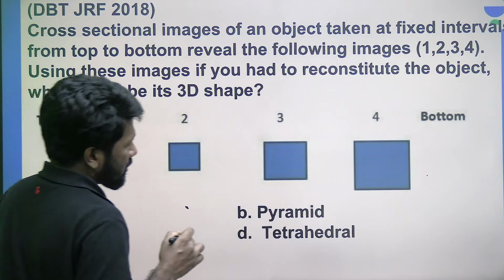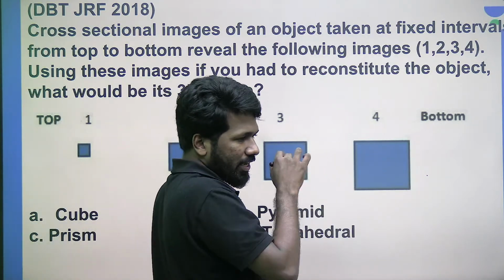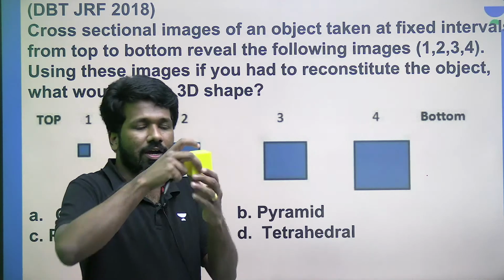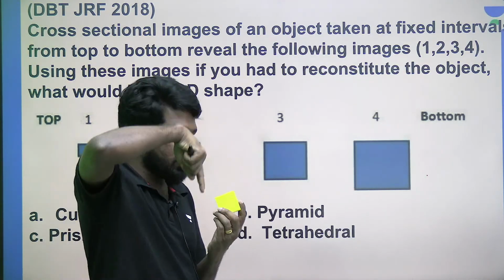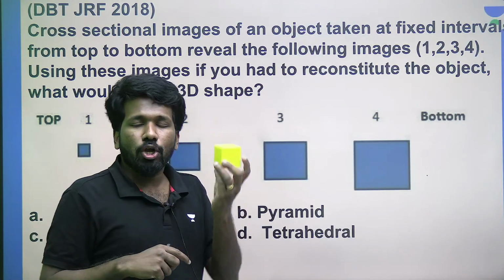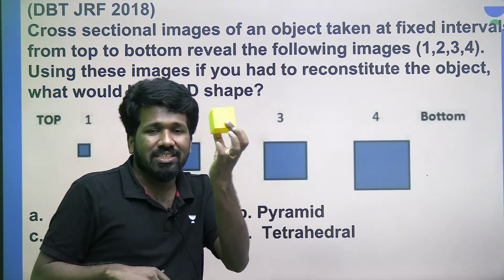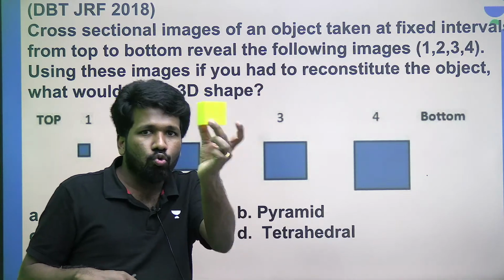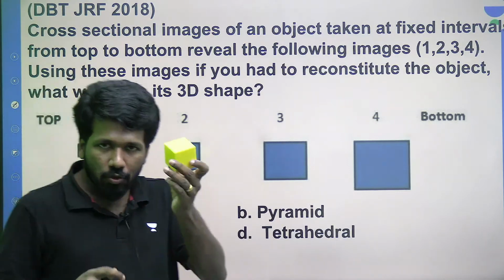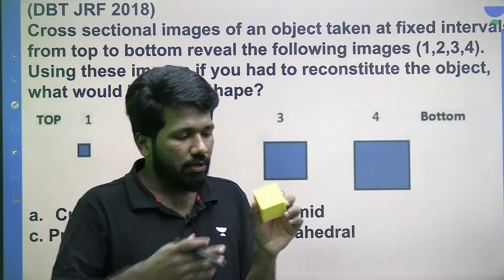So these are the cross sectional images. That means after cutting the cross section you look, maybe for example if you are cutting this cross section, you will see a square. Again you cut, you will see a square. But all the squares will be of same size now, if it is a cube. That is why cube is not the answer. With this cube, I am explaining the meaning of the question.